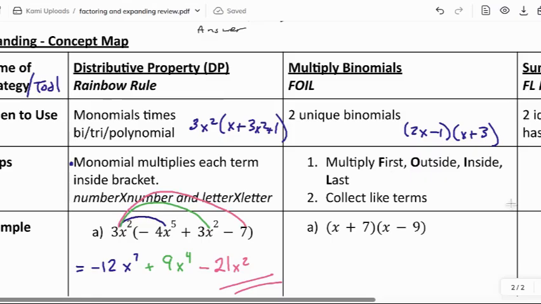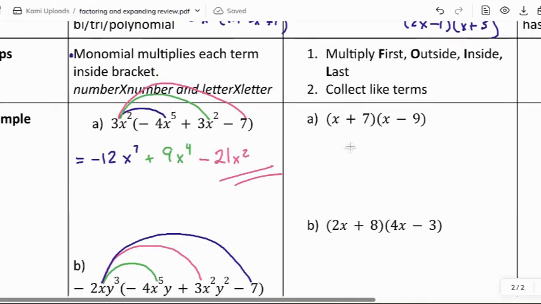It could be FOIL. Who learned FOIL here? Okay, I actually don't like it because in grade 11, FOIL doesn't work when we start multiplying trinomials with each other. So I just say multiply each term in the first bracket by each term in the second. So it's sort of like a double rainbow situation. So we go x times x, x times -9, right? And then we go 7 times x, 7 times -9.